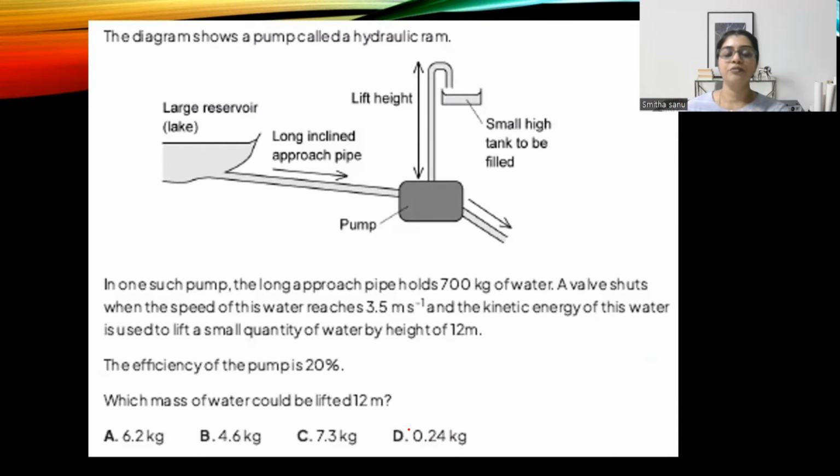Let's look at the last question for the day. The diagram shows a pump in a hydraulic dam. In one such pump, you have water that is stored, which is 700 kg. The speed given is 3.5, and the kinetic energy of the water is used to lift a small quantity of water through a height of 12 meters. Efficiency is 20%. Which mass of water could be lifted 12 meters? Find the mass of water that is lifted through 12 meters.